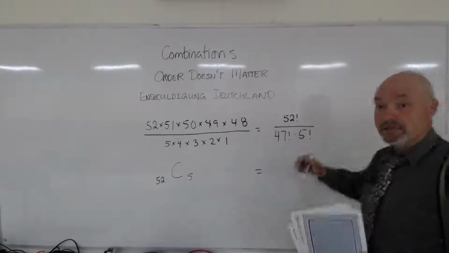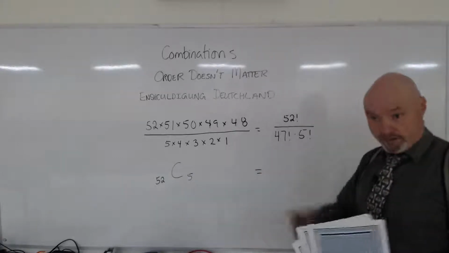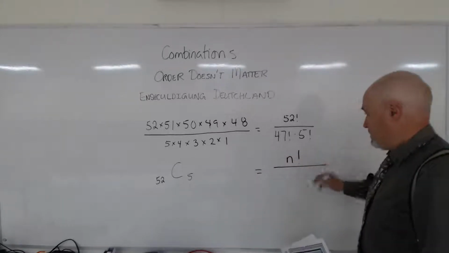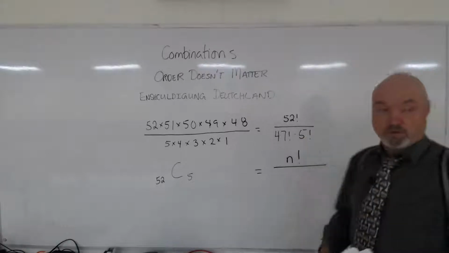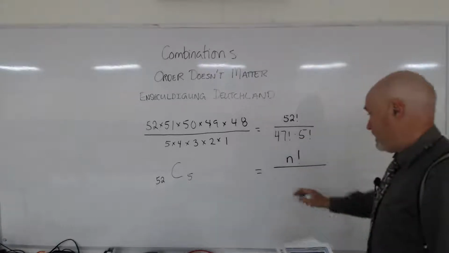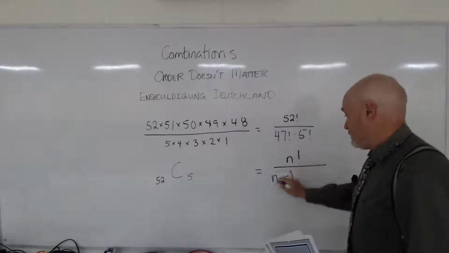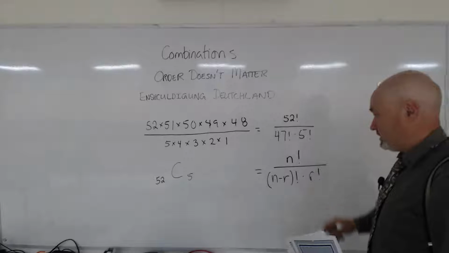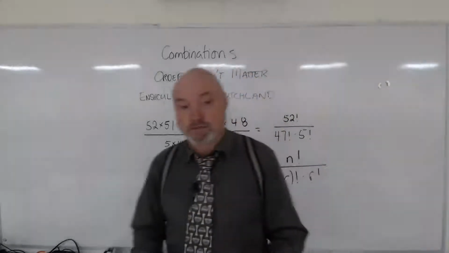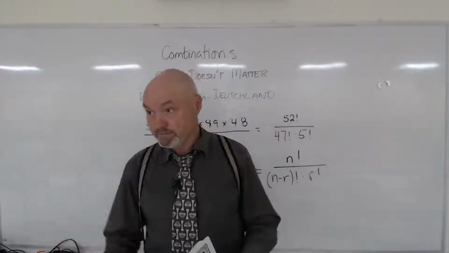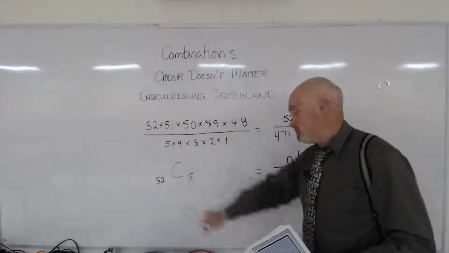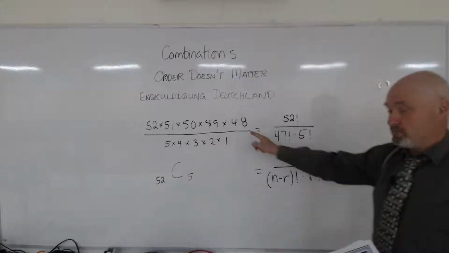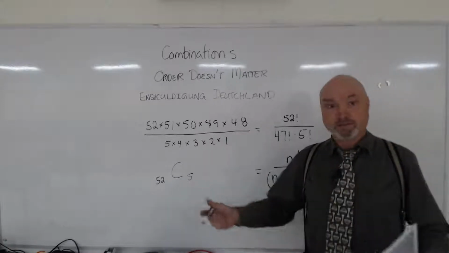If this was, in general, n elements altogether, in other words, the 52 represents the entire population, we write it like that, and we're selecting 5. So if we're selecting r elements from n, we write it like this: n minus r factorial, and then we're selecting r elements, so it's written like that. So that's combinations. Order doesn't matter. This is the way we write it. Sometimes you'll see it written like this or written like this, but this is really the calculation. And that's all there is to combinations.